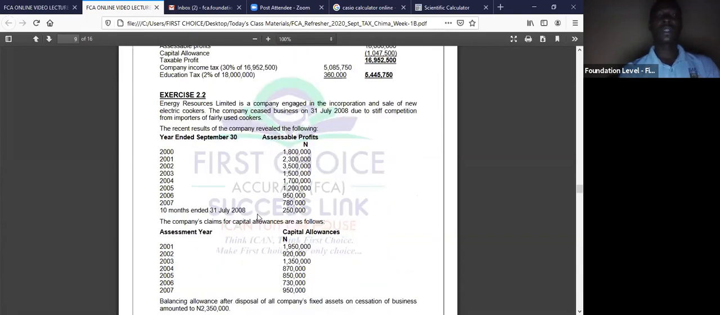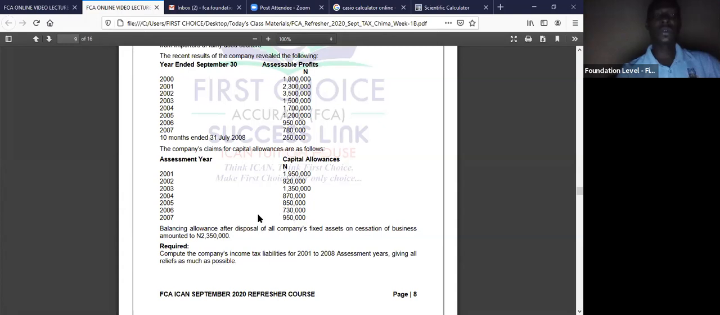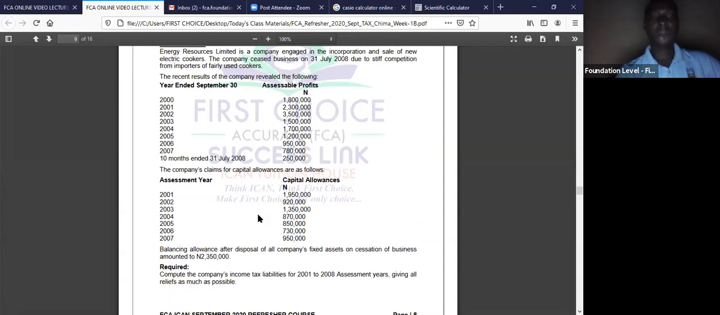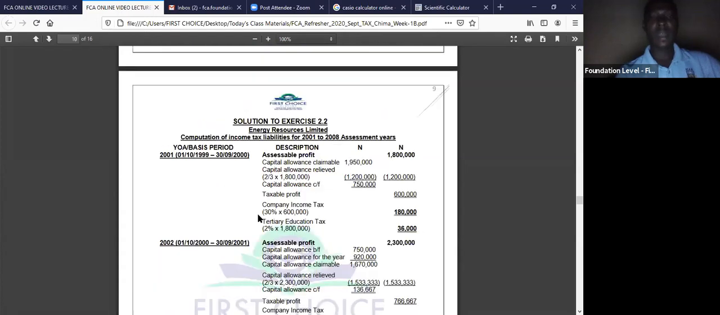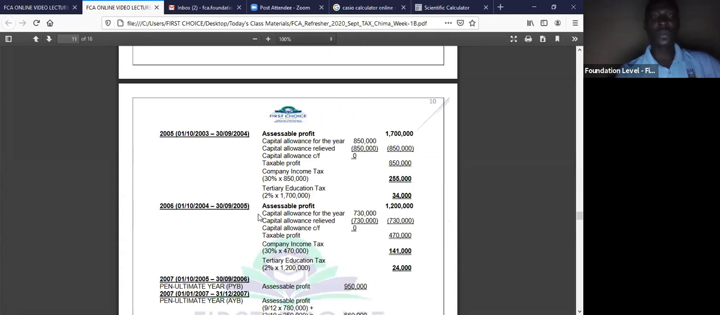So you see, that's how it goes. This is how your capital allowances go.